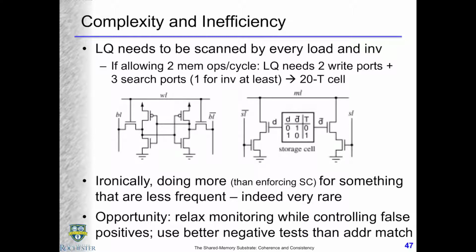But very often you have cases where you can easily detect that this is not going to be a problem. Okay? So you want to control false positives. Okay? And what's a false positive? That you detect that this is a situation that you need to squash, but it really isn't.